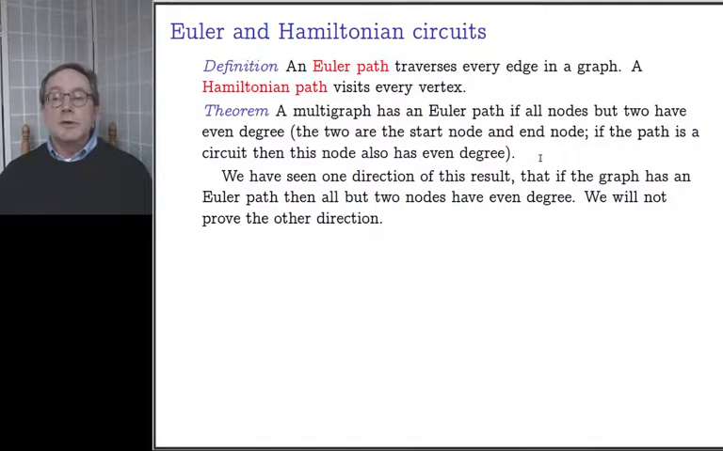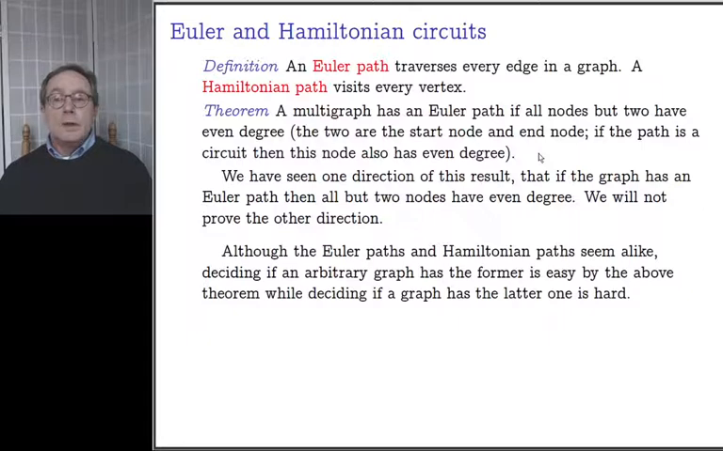We've already seen one direction, that if a graph has an Euler path, then all but two nodes have even degree. And we're not going to prove the other direction. It's not actually all that difficult. You prove it by induction on the size of the graph. But it doesn't matter. The point is that it's an if and only if statement.